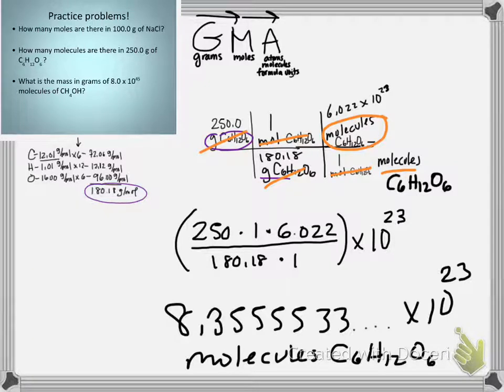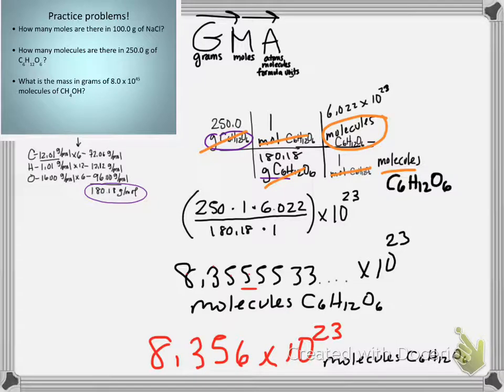C6H12O6. How many sig figs do I have? 4. So 1, 2, 3, 4. I can keep that. My final answer will be 8.356 times 10 to the 23rd molecules of glucose. We'll do one more together, and then you practice on your own.